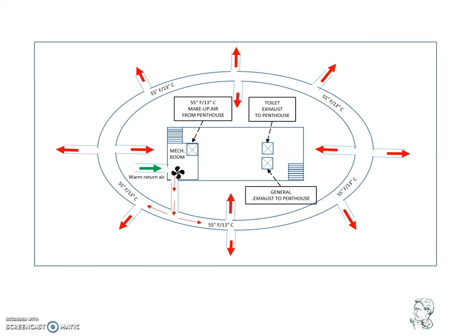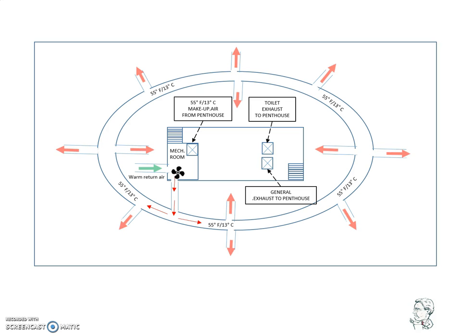Supply air is discharged throughout the floor in what is often referred to as a ring duct. Again, this air is distributed to the greatest extent possible at 55 degrees Fahrenheit or 13 degrees Celsius. The warm air returning from the spaces does not require an air duct. It simply flows passively above the suspended ceiling to the mechanical room, where it is mixed with the floor's makeup air, and together they are filtered and cooled to 55 degrees Fahrenheit or 13 degrees Celsius. This air is now discharged into the ring duct for distribution throughout the floor.